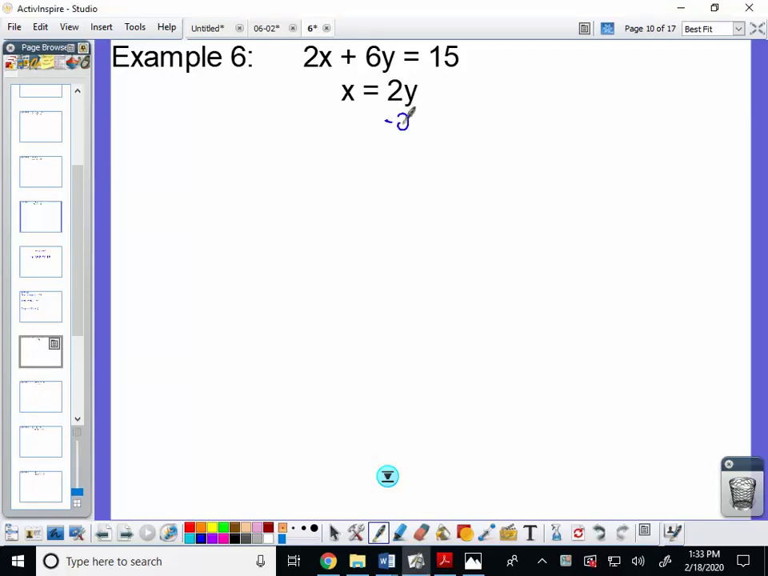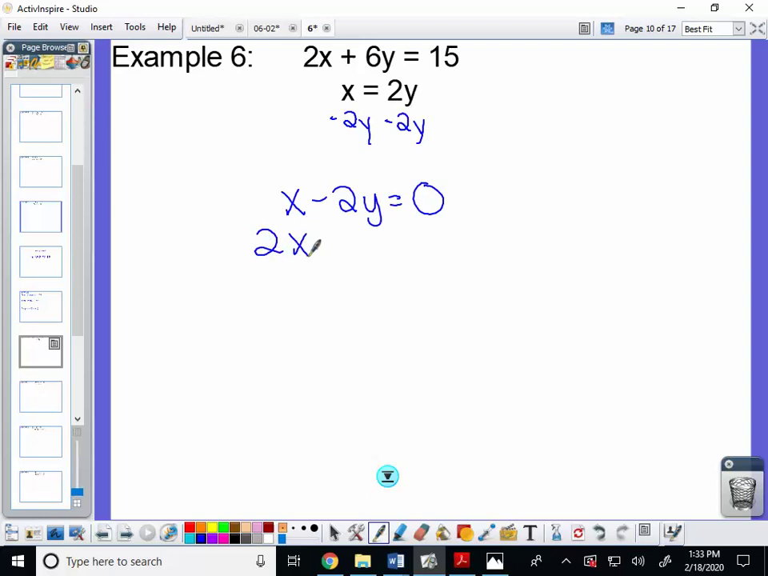Let's subtract 2y so we can put that second equation in the right order. So when I subtract 2y, I have x minus 2y equals 0. I have nothing left on the right side. Go ahead and bring down that first equation. I'm going to write it on the bottom here. It doesn't matter if it's on top or bottom. So I've got 2x plus 6y equals 15. So these are the two equations that I'm now using.